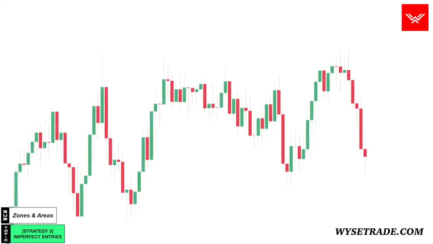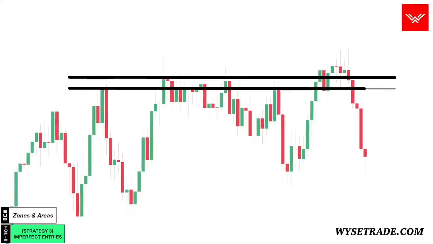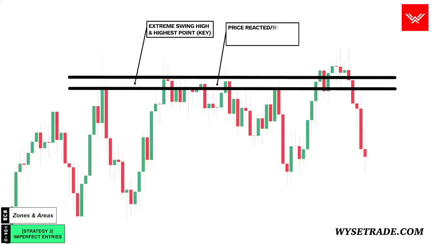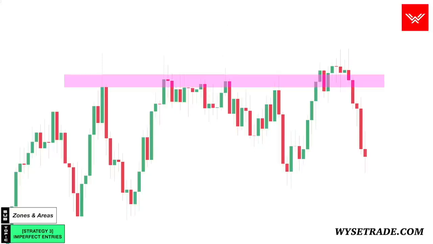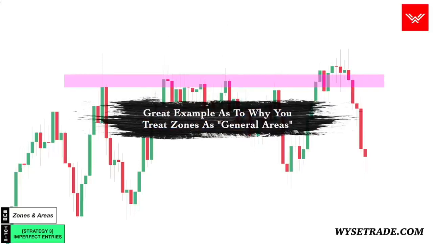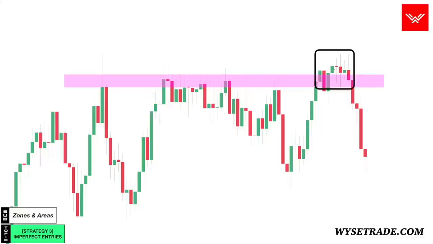That's it. So one more example of an imperfect entry. To the left, level 1 here and level 2 here. This is clearly a very key level because it is an extreme swing high, meaning the highest point that price has reached in recent time, and price reacted to the level every time price touched it without being able to push through.